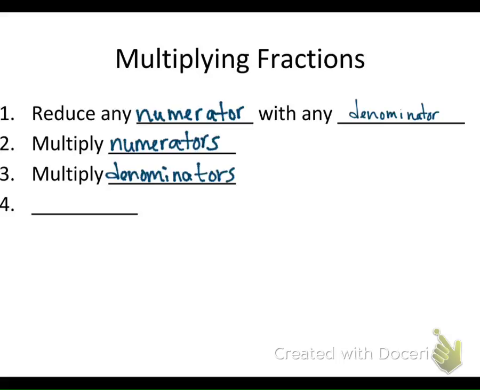And if you reduce from the beginning, you probably won't need to do step 4. But step 4, you always have to check and make sure you can't simplify further. Final step, it's always going to be the last step when dealing with fractions. What's the last step every single time? Simplify. Now, if you reduced at the beginning, you shouldn't have to simplify at the end. But those are the 4 steps.